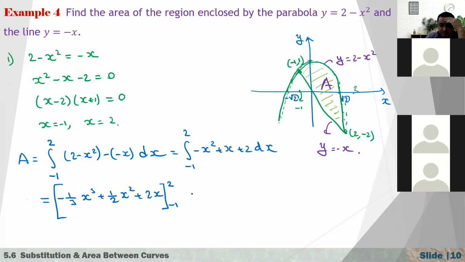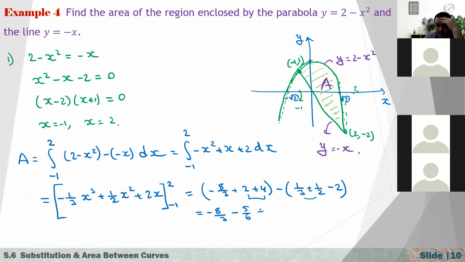from -1 to 2. Equals, when it is 2, minus 8 over 3 plus 4 over 2, that is 2, plus 4, minus, when it is -1, 1 over 3 plus 1 over 2 minus 2. Okay, so now if you simplify this, what we have here: minus 8 over 3, minus this one, which is 5 over 6. This one is 6, minus minus, it is plus 8.